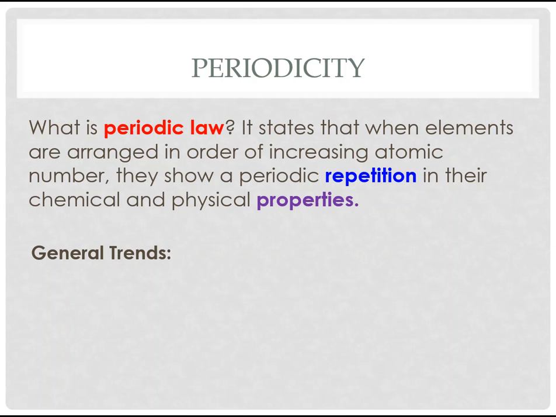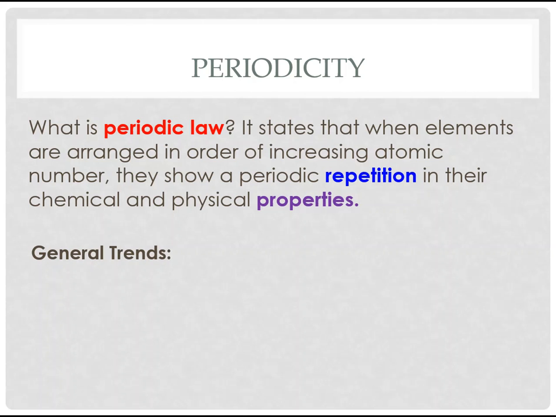So what is periodic law? Periodic law isn't really a trend, but it's basically stating that when you arrange the elements in order of increasing atomic number, so Moseley went back and redid the periodic table by atomic number, it shows periodic repetition of patterns of chemical and physical properties. So this repetition in their physical and chemical properties goes along with the atomic number, and it helps organize the groups and other things like that.